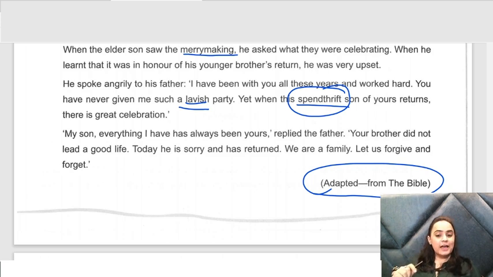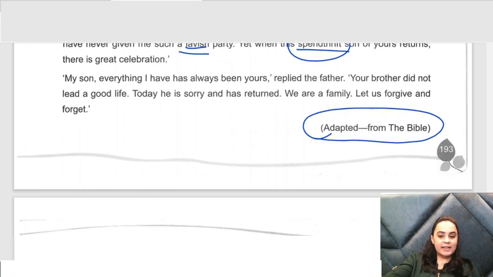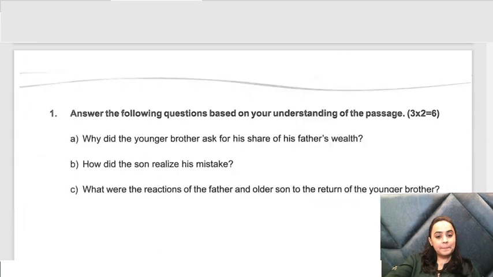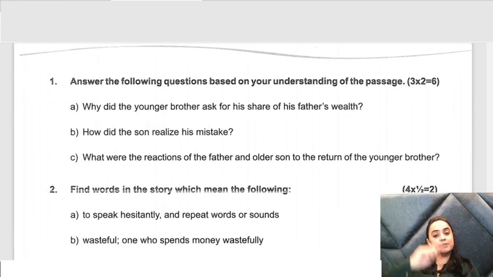Your brother, on the other hand, has not led a happy life. And now he is sorry for the errors that he has made and he has returned. And being a family, it is our duty to forgive and forget each other. So you see, dear students, this also is an extract that is taken from the Bible. Now let us look at the different kinds of questions that are asked from this passage.